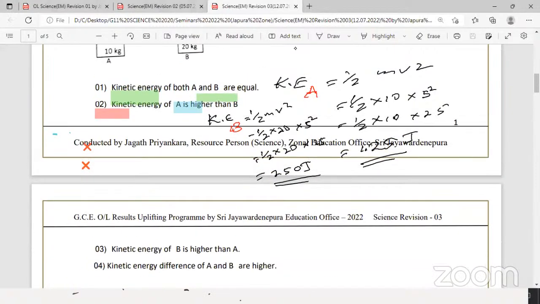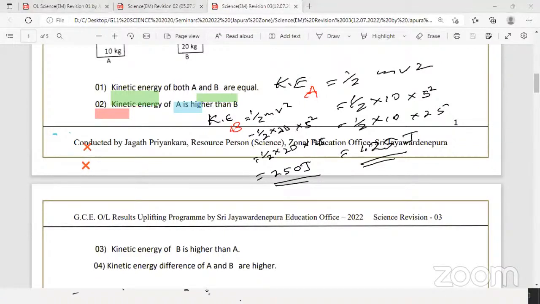Right. Kinetic energy of B is greater. Yes, kinetic energy of B we got 250. Right, KE of B is 250, because when the mass is double, kinetic energy is double. Therefore, the third statement is correct.